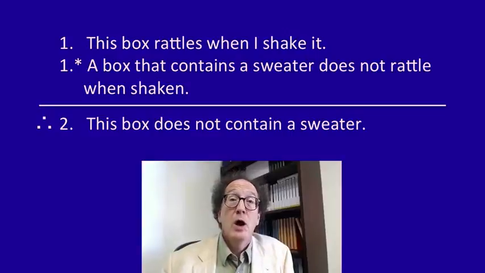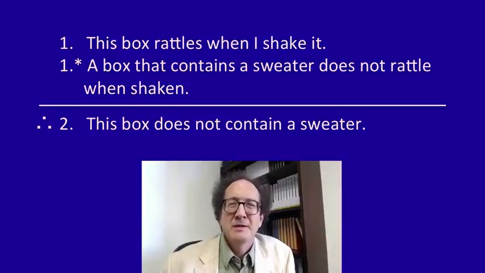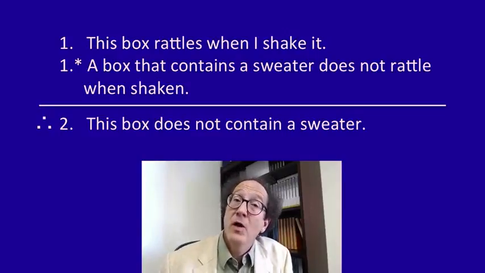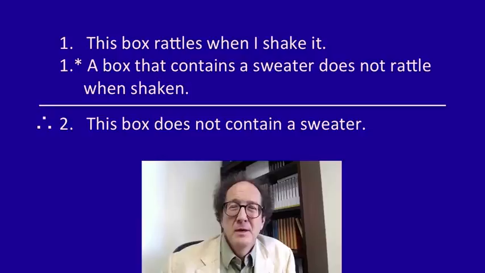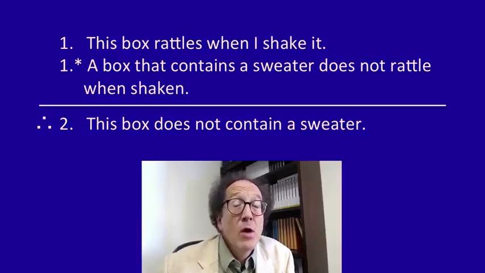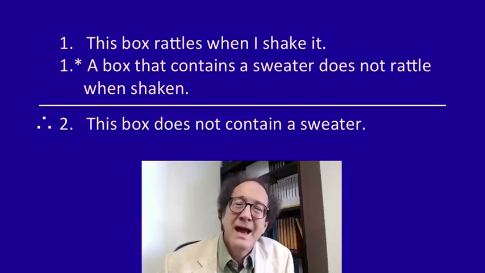No, because if the sweater's got rocks around it so it makes noise when I shake it, then the premise that says a box that contains a sweater doesn't rattle when shaken turns out to be false. So that's not a case where the premises are true and the conclusion's false, because the premise is false in that case. So by adding this premise, we actually succeeded in making the argument valid. The problem, of course, is that validity is not enough for a good argument, as we saw several lectures ago. You can have a valid argument that's very bad when the argument's not sound. What we want really is soundness.